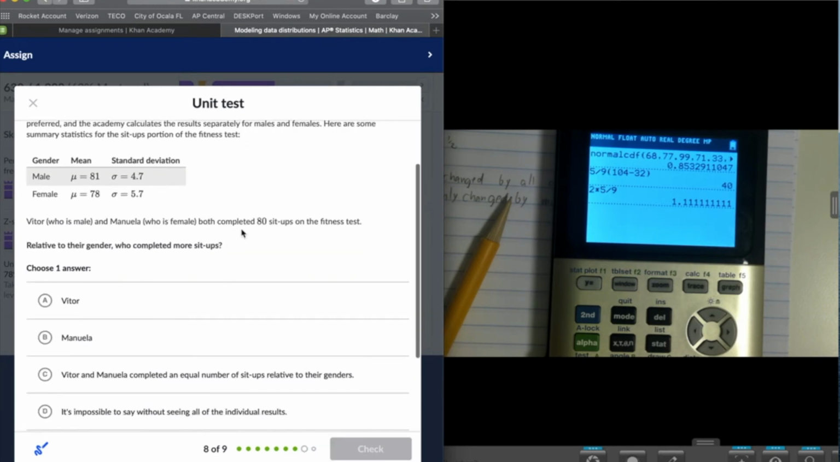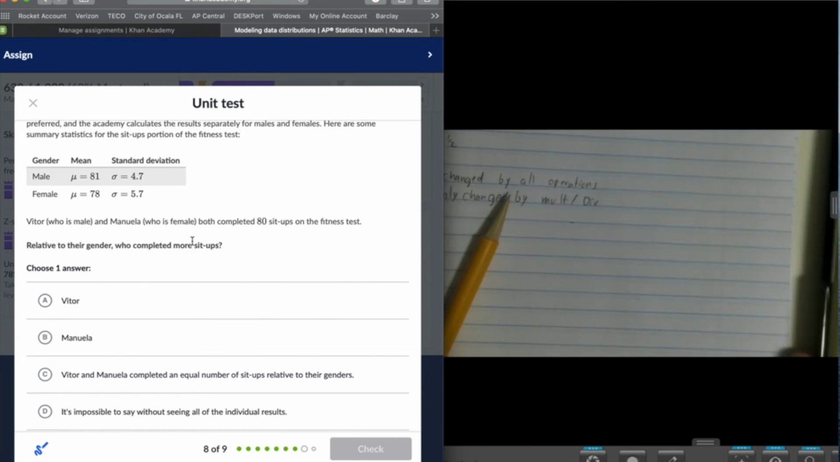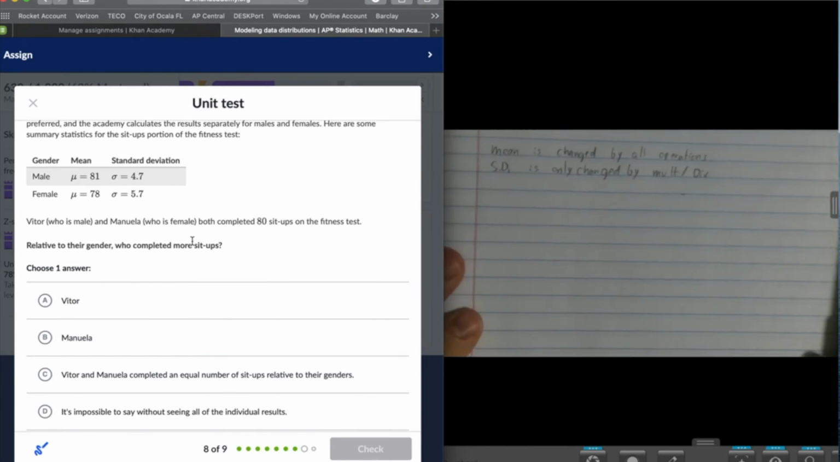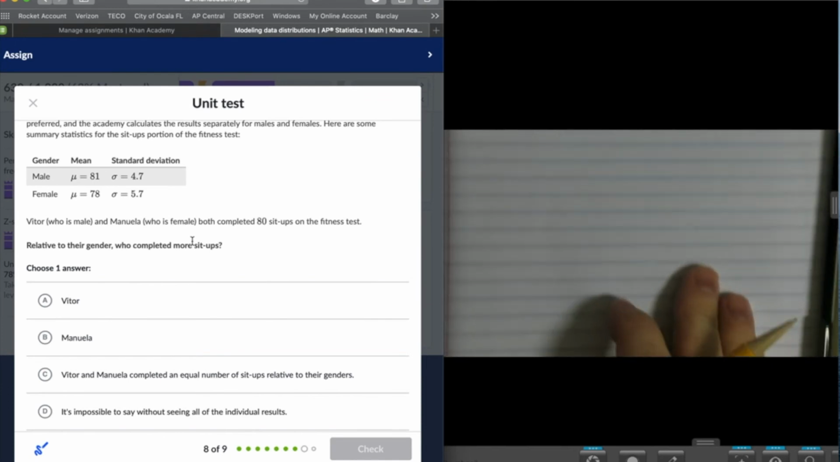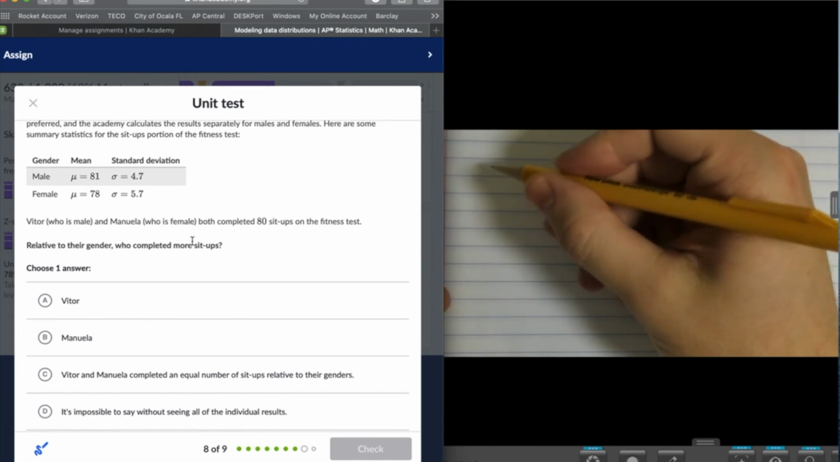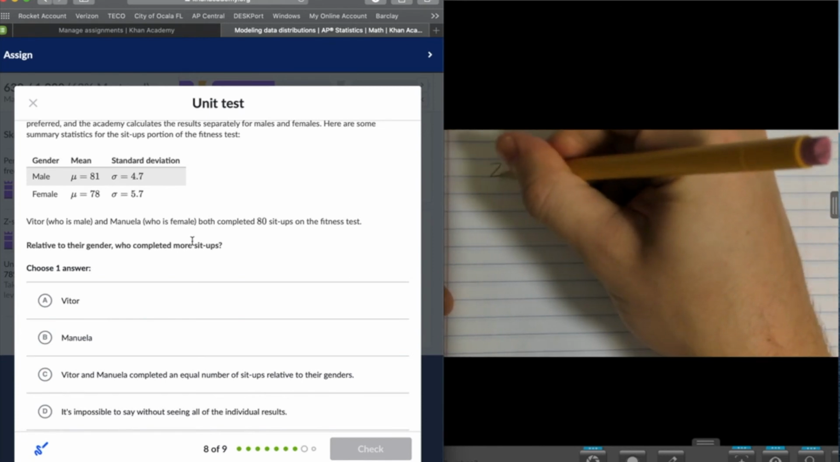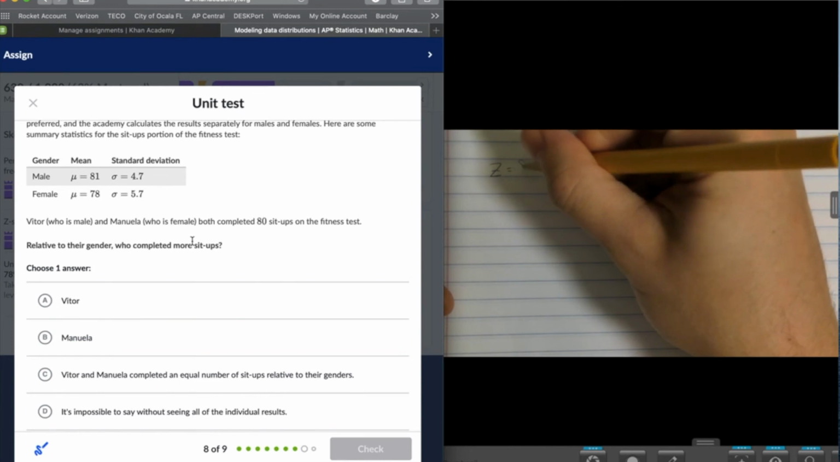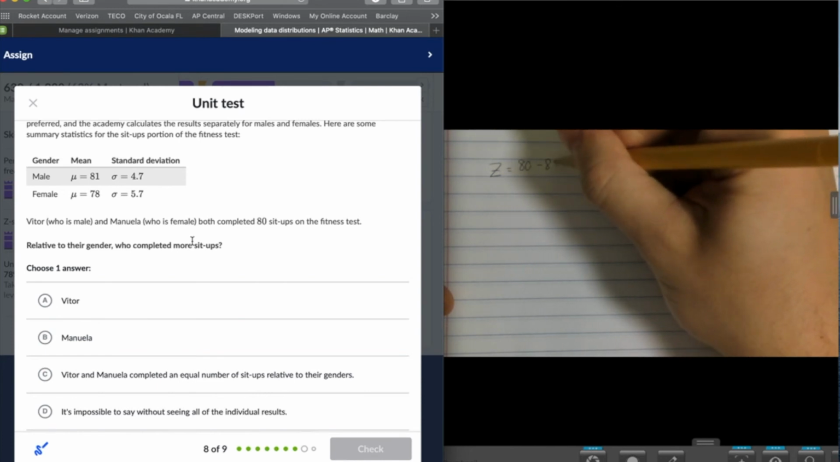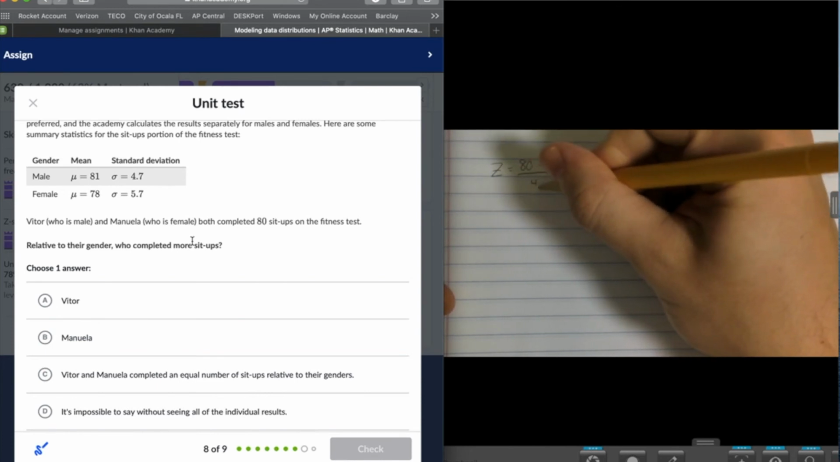All right. Up next, it says we have a chart for a male and a female, mean and standard deviation. And it says if both a male and a female complete 80 sit-ups, who completed more sit-ups relative to their gender? What this really means is, if we're looking for more, the question is, who has the higher z-score if 80 was the actual value? So we'll do that for Victor, the male. We have 80 minus the mean for males divided by the standard deviation for males.